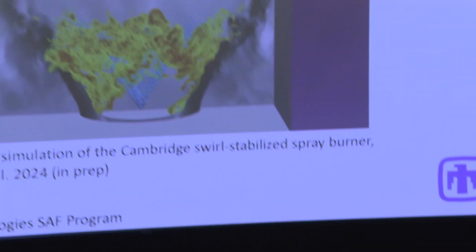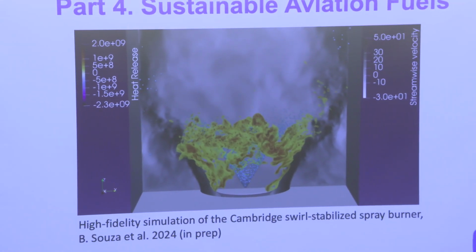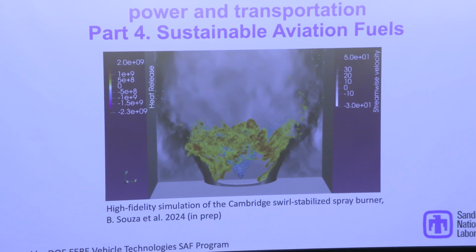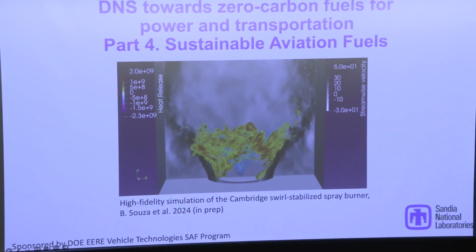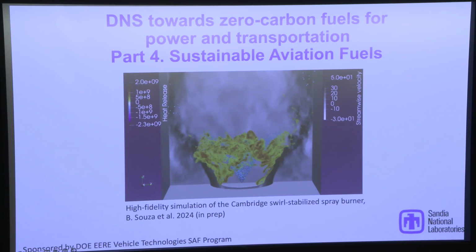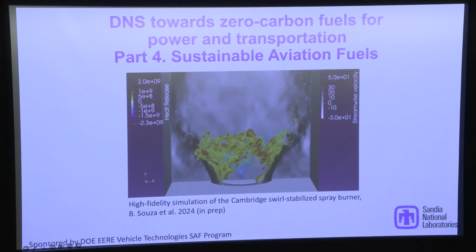combustor. This is the Cambridge burner, the so-called swirl-stabilized spray combustion burner that's been run by Nandis Masterakos at Cambridge in conjunction with some of the Rolls-Royce collaborations. So the work here is really done by my postdoc, Bruno Soriano, and sponsored by the Department of Energy's Vehicle Technologies Office Sustainable Aviation Fuel Program.